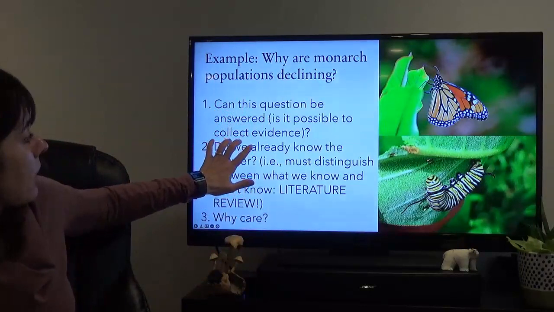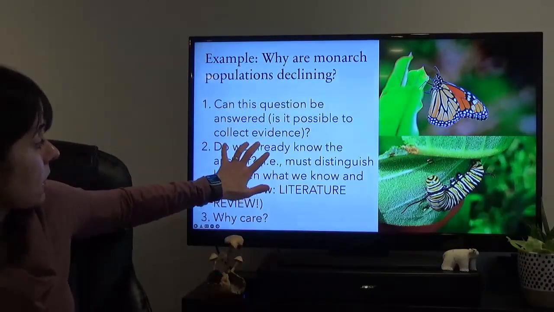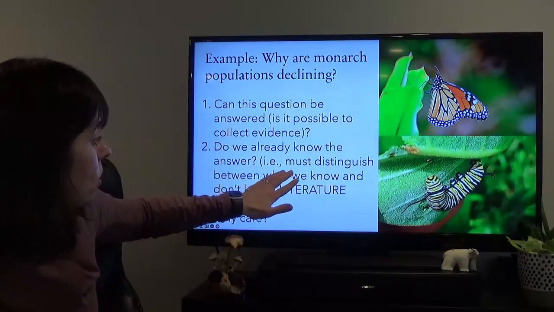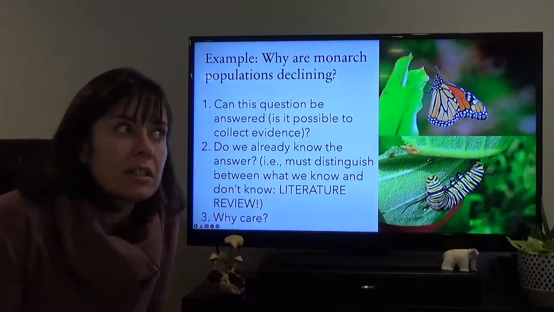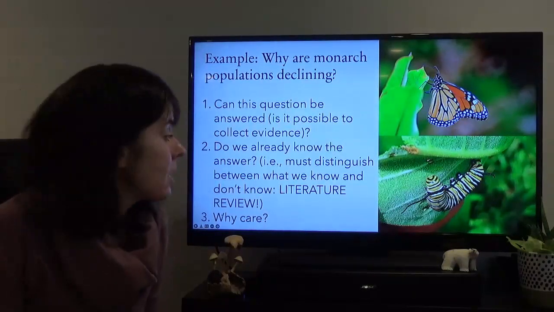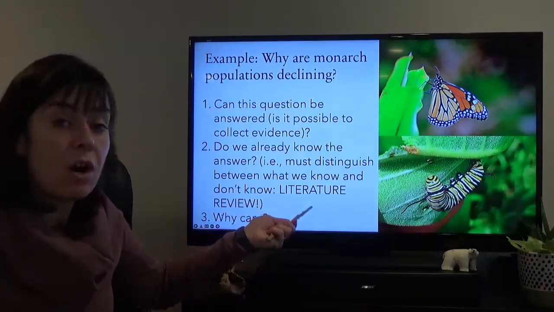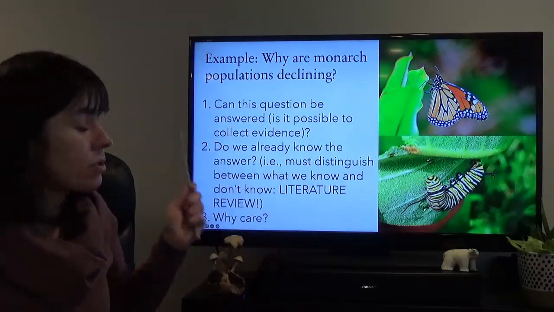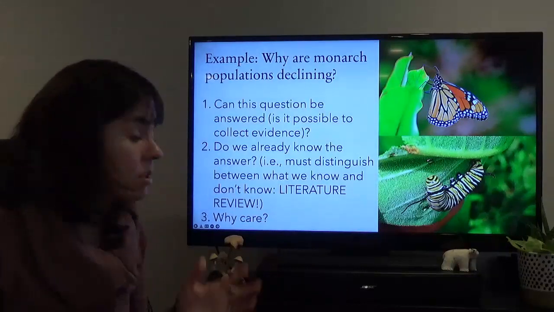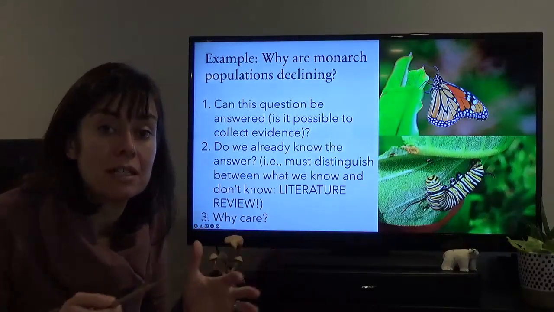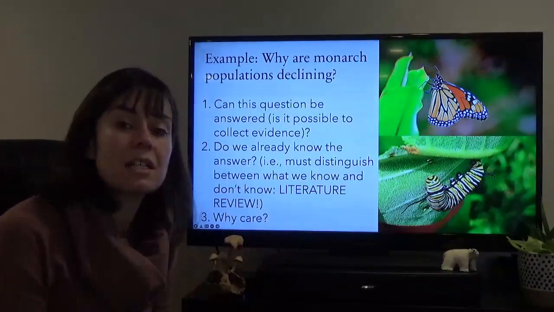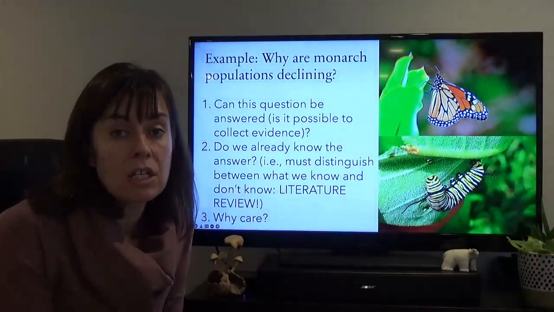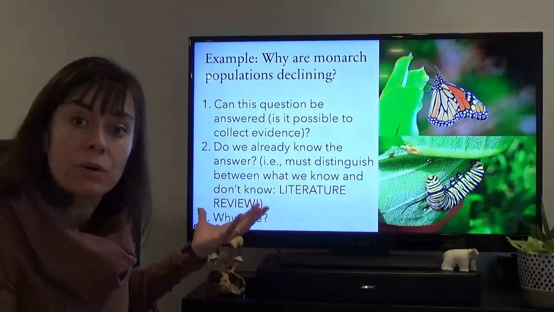So, going back to this, can this question be answered? Is it possible to collect evidence? And the answer to that is yes. Do we already know the answer? So what you need to do to get down to whether we already know the answer or not is to figure out what we know and what we don't know. So this is a literature review. So if you're really concerned about monarchs, there's going to be some things that have been answered already. There's going to be some outstanding questions that still need a lot of work. And so what we do as scientists is we undertake a review of the scientific literature to be able to understand what we know and what we don't know.